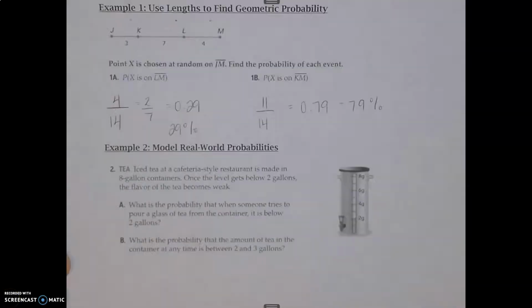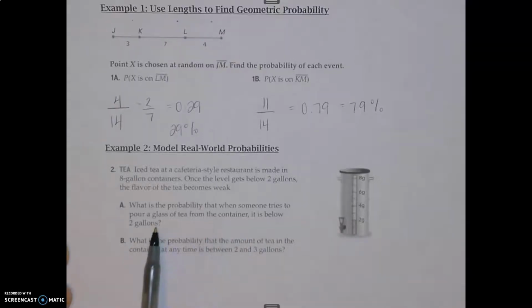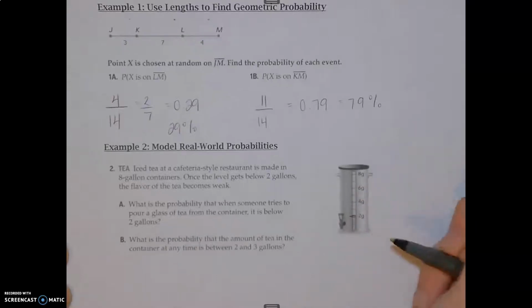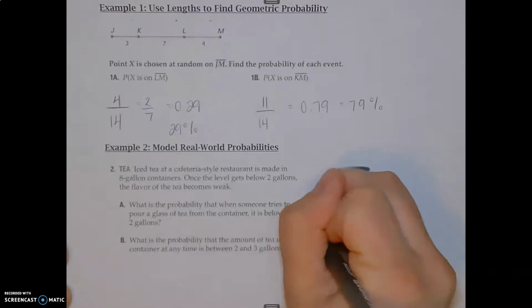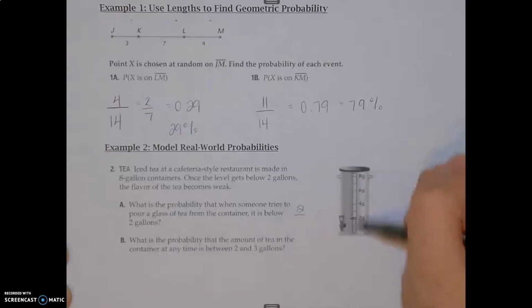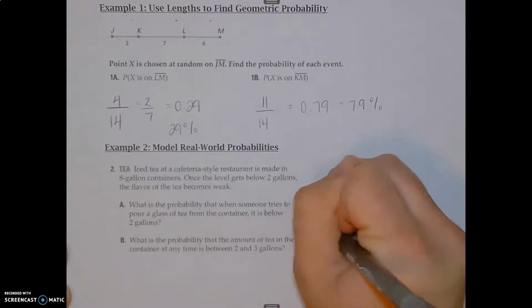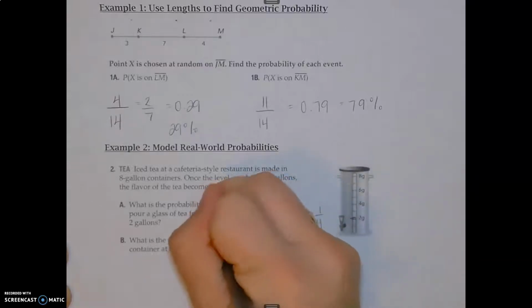Our next probability is involving volume. So iced tea at a cafeteria-style restaurant is made in an 8-gallon container. Once the level gets below 2 gallons, the flavor of the tea becomes weak. We want the probability that when someone tries to pour a glass of tea from the container, it is below the 2-gallon mark. So right here. So the probability that that would happen would be 2 out of the whole thing, which is 8. Well, 2/8 simplifies to 1/4, which we know is 25%.